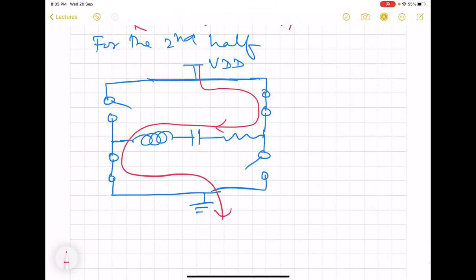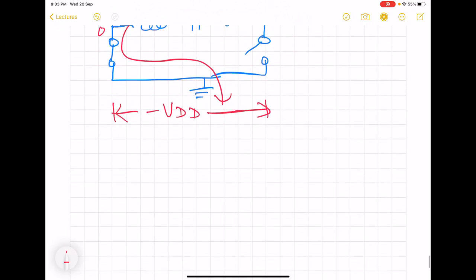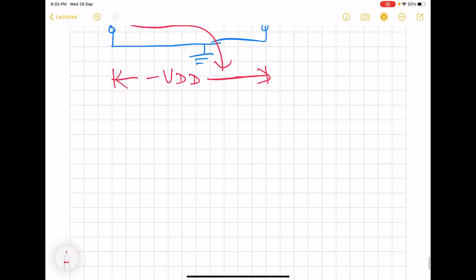However, in the second half, the right node becomes VDD, left node becomes 0. So in this scenario, now it is getting equivalently excited by minus VDD. So the final equivalent circuit, which we will have to solve for the load power, is going to be like this.